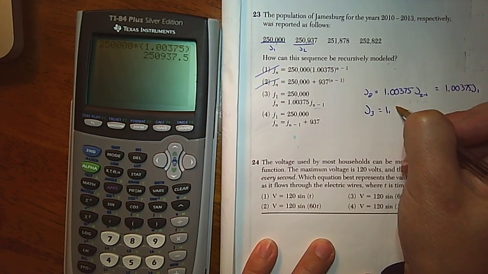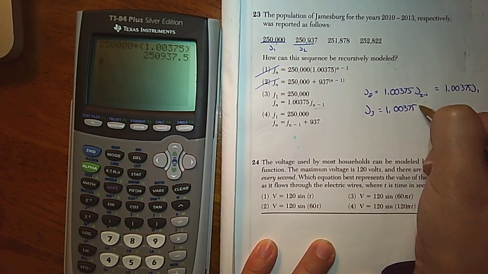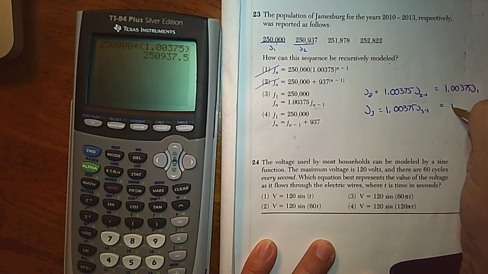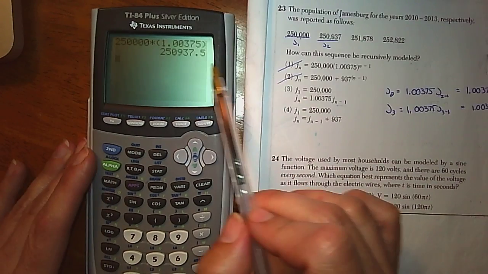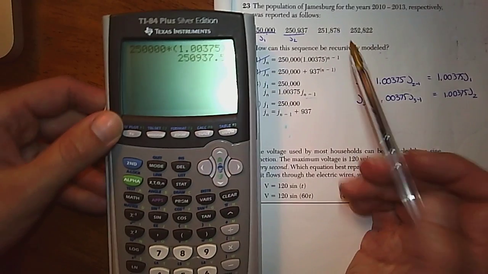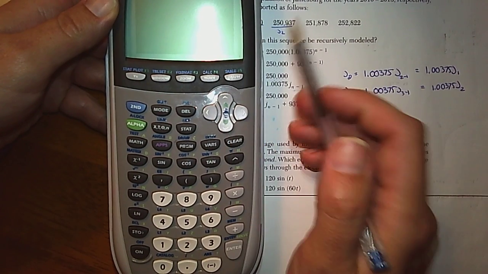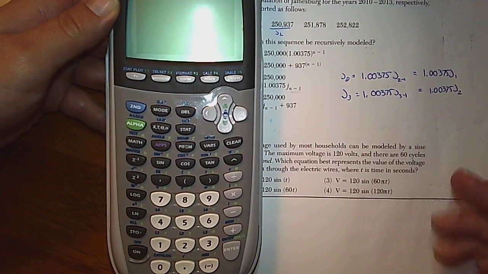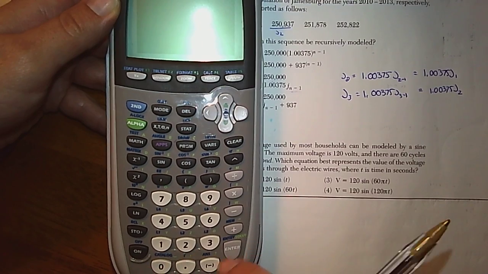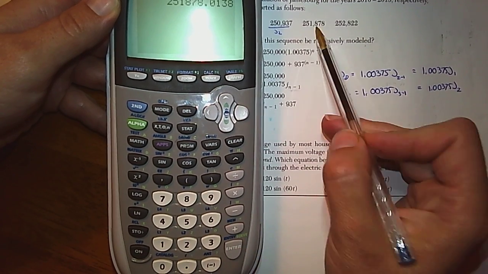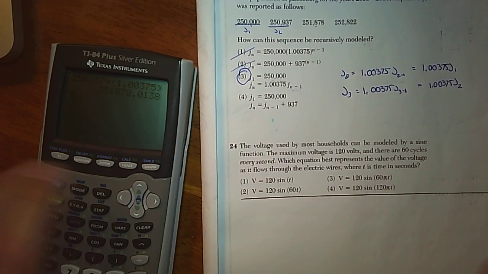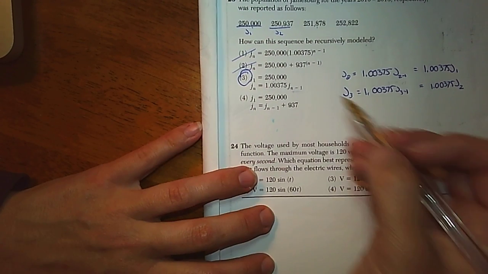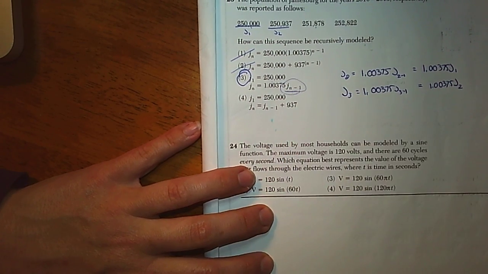Right. So now let's see if J3 makes this guy. So if I do 1.00375 times J(3 minus 1), so if I take J2, which they're saying is this guy, and multiply it by that, let's see what happens. So 250,937 times 1.00375. Do I get, yep, so this is the right answer. So anytime they ask for recursion, you need this little n minus 1 thing.